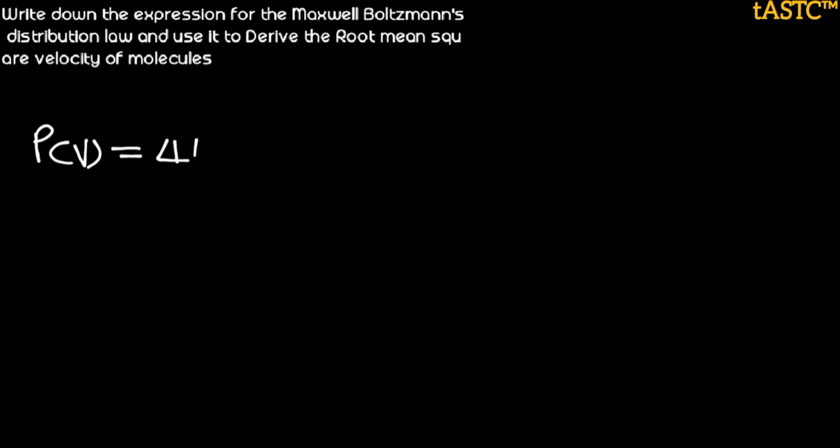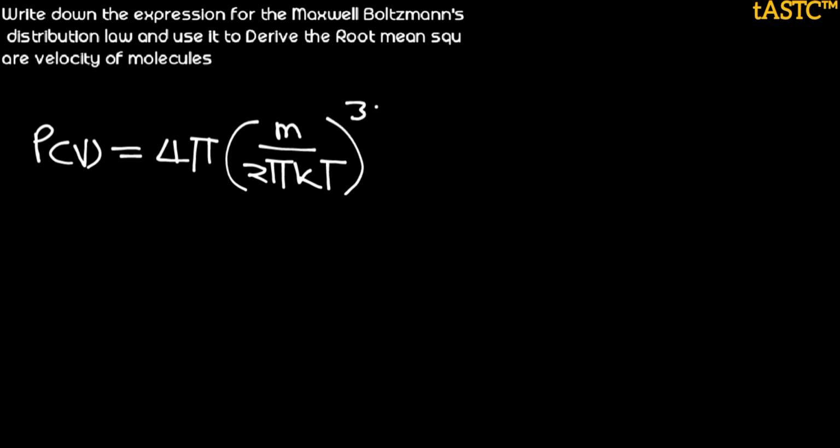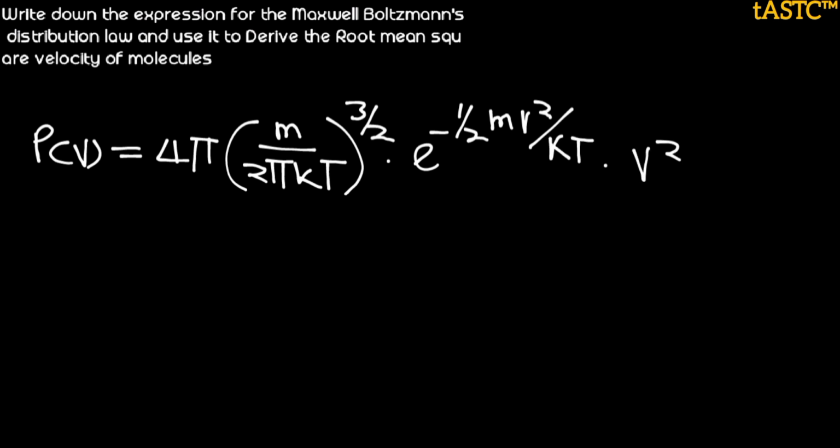That is equal to 4 pi multiplied by m divided by 2 pi kT, raised to the power of 3 divided by 2. This is multiplied by e raised to the power of negative 1/2 multiplied by mv squared, all divided by kT. And this is now multiplied by v squared.